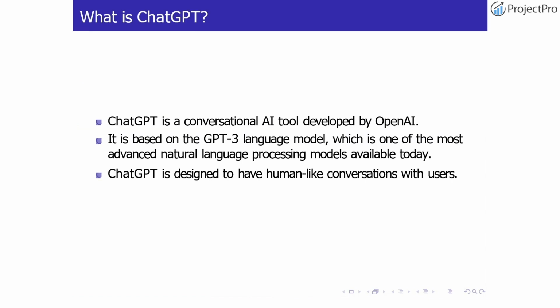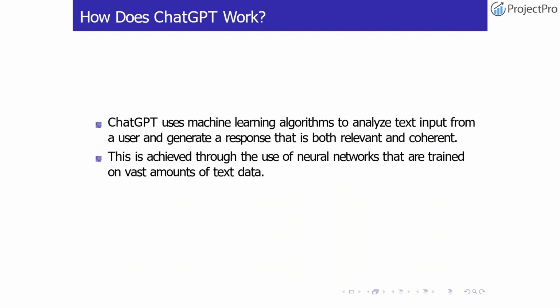Coming to what is ChatGPT. At its core, ChatGPT is a language model that uses machine learning algorithms to analyze text input from a user and generate a response that is both relevant and coherent. It is based on the GPT-3 language model, which is one of the most advanced natural language processing models available today.